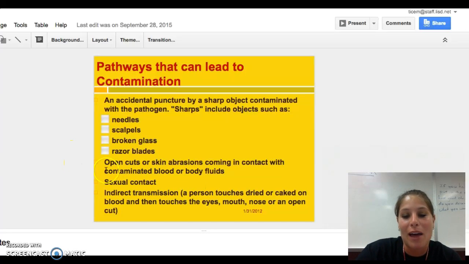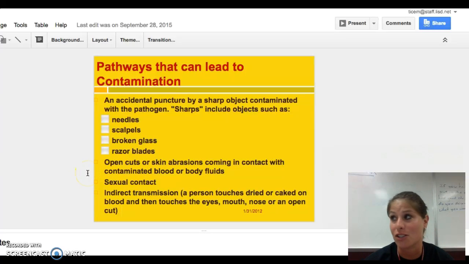Other types of open pathways are going to be the open cuts or the abrasions that we see in athletics, okay? Turf burns, all right? They may not be very deep, but they still are openings to your skin. Okay, so keeping them covered, washing things, all right, will help with that as well.